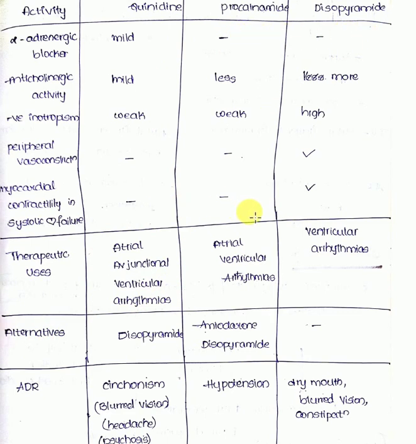The quinidine and procainamide are substituted by disopyramide because disopyramide has the highest anticholinergic activity, and it also acts on ventricular arrhythmias, and it also shows highest negative inotropism. Quinidine and procainamide can be substituted with disopyramide, and procainamide can also be substituted with amiodarone. Amiodarone is the only drug in antiarrhythmics which shows all the actions of all the classes in antiarrhythmics. And adverse effects of quinidine are cinchonism.